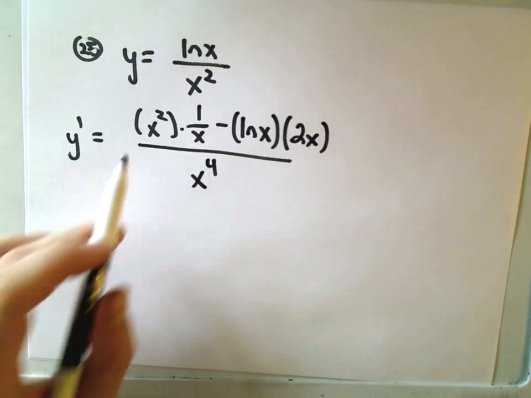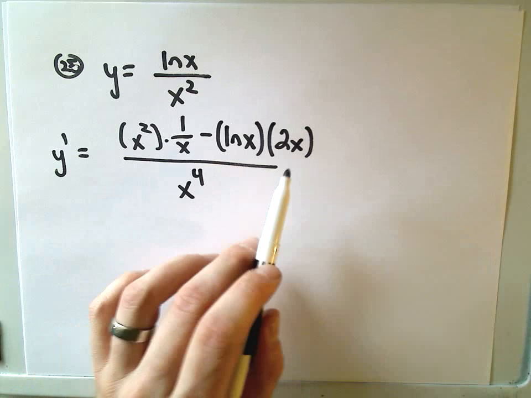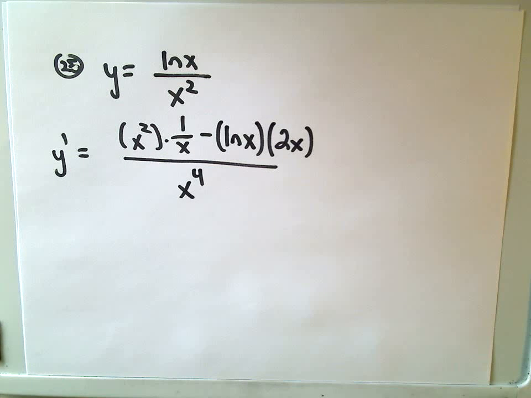So certainly the x squared times 1 over x can just reduce to x to the 1st. You could probably factor and definitely cancel out a little more from there. But again, I'm just trying to emphasize the basic derivative procedures.